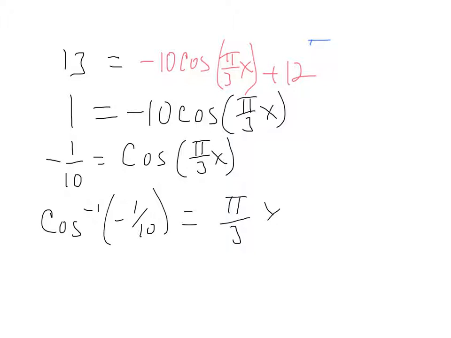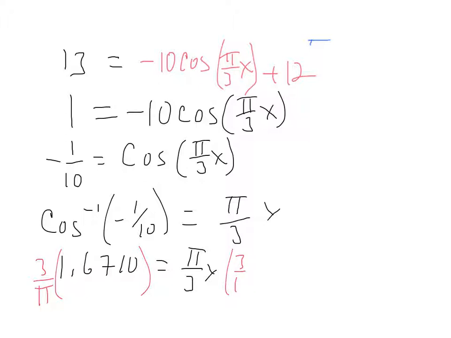Okay, so that gives me 1.6710, I guess. But that's what pi over 3 x is equal to. So if we divide by pi over 3, that's the same as multiplying by 3 over pi. And that's all going to be calculator work. And I got t, or x, equals 1.596 minutes.